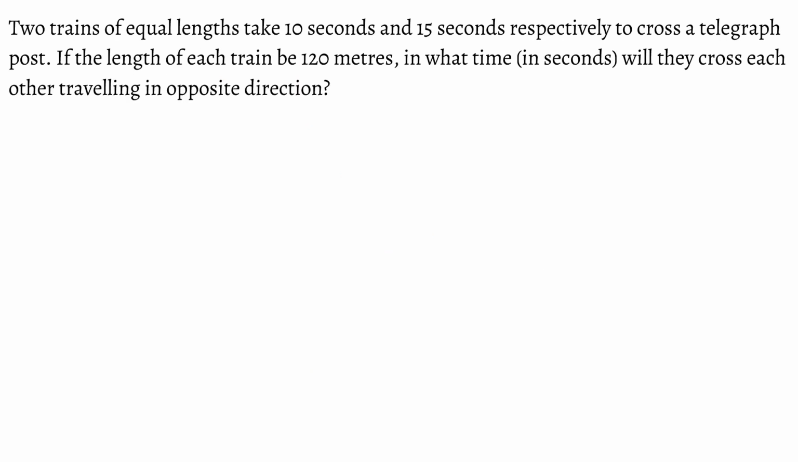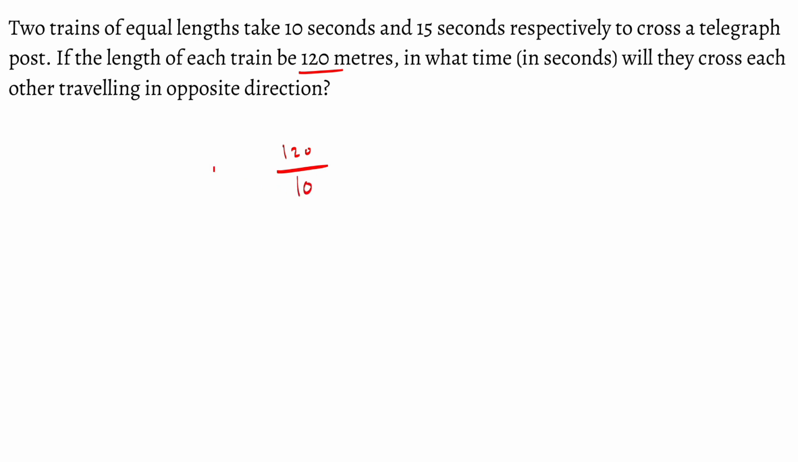Let's look into one more problem. Two trains of equal lengths take 10 seconds and 15 seconds respectively to cross a telegraph post. If the length of each train is 120 meters, in what time in seconds will they cross each other traveling in opposite direction? What is the speed of the first train? Distance by time. The length of each train is 120, so the distance is 120, and the time taken by the first train is 10 seconds.